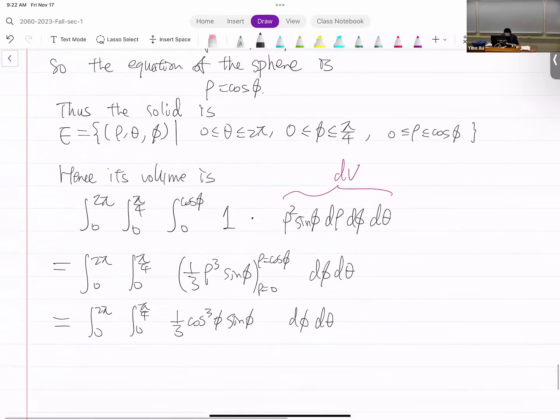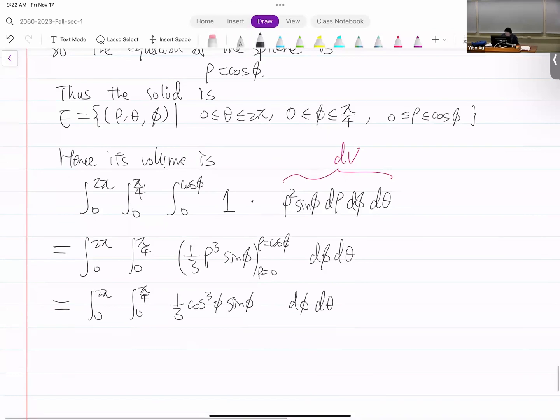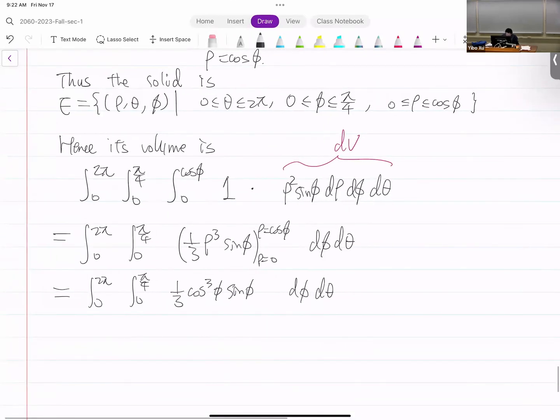Up to this point it's just routine. The integral is in terms of phi, and eventually you will get rid of phi and get a constant. Then integrating the constant in theta on a fixed interval, you just multiply by the length of that interval, which is 2 pi. So essentially this is going to be 2 pi over 3, multiplying the definite integral in terms of phi.